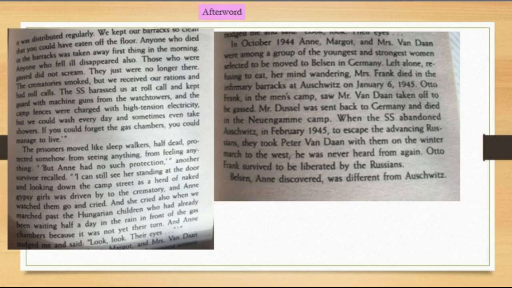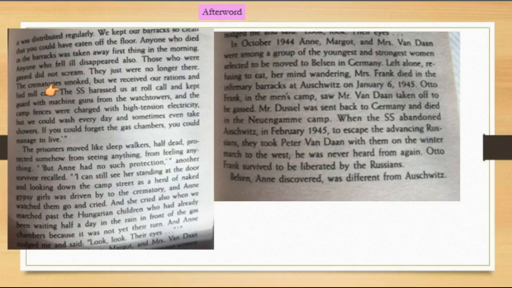The food was bad, but it was distributed regularly. We kept our barracks so clean that you could have eaten off the floor. Anyone who died in the barracks was taken away first thing in the morning. Anyone who fell ill disappeared also. Those who were gassed did not scream. They were just no longer there. The crematory smoked, but we received our rations and had roll call.